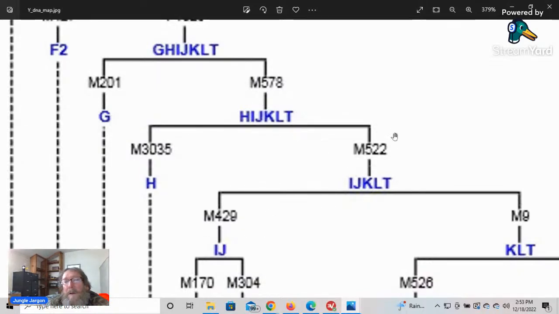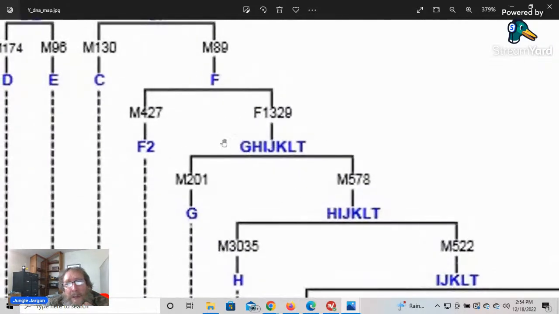share this polymorphism right here, single nucleotide polymorphism SNP. The Elamites don't share it, don't have it. So they had to have lost this marker instead of gained it going this way, because Elam is the younger son of Arpachshad, who is the nephew of Japheth, the oldest son of Shem.